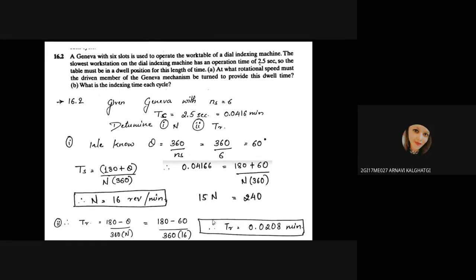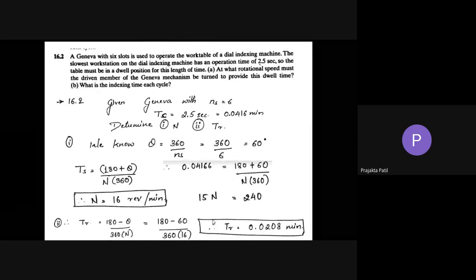Yes, ma'am. Okay. There is one more problem that I have not solved. You can just try to solve that problem. It is in continuation with this problem. They have said to solve the previous problem using a Geneva with 8 slots. So here only the value of ns will change to 8 slots. The rest of the things will remain the same. With the ns value changed, you can solve the problem in a similar way. So shall we proceed to the next topic?